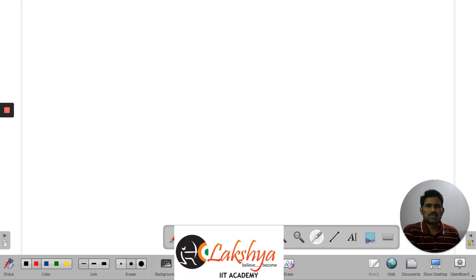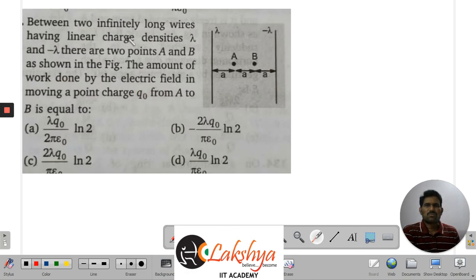Now one more problem. Between two infinitely long wires having linear charge densities lambda and minus lambda, there are two points A and B as shown in the figure. The work done by the electric field in moving the electric charge Q naught from A to B is? Now let us see this problem. The particle is to be displaced from point A to B. That is our required condition.